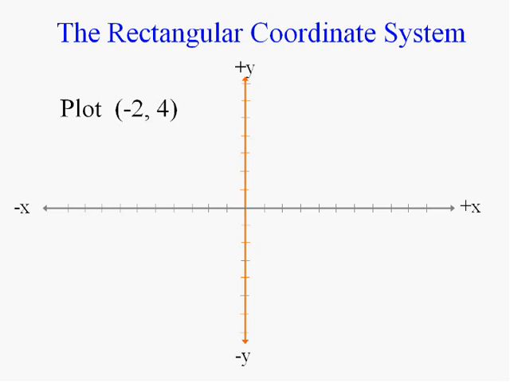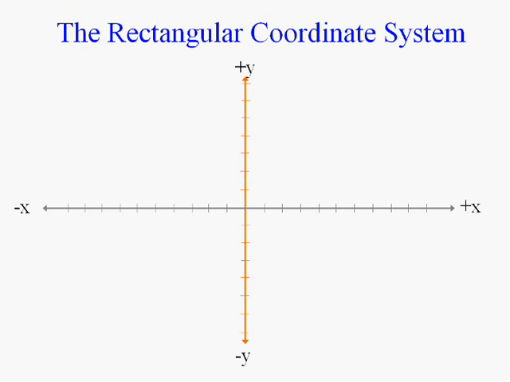What about negatives? No problem. Still start at the origin, but this time you go back 2. You go in the negative direction for x, and from there, this is a positive for y, so we'll go up for y. And that's where our point ends up.